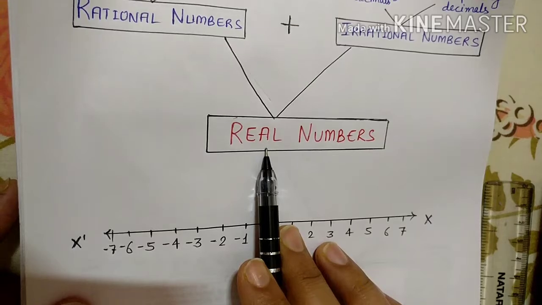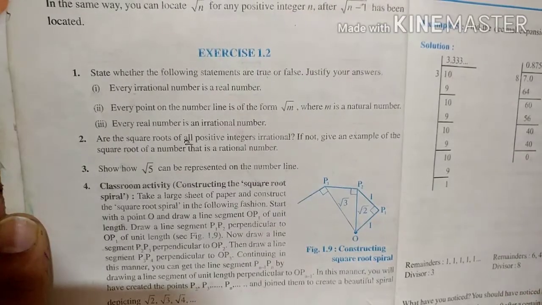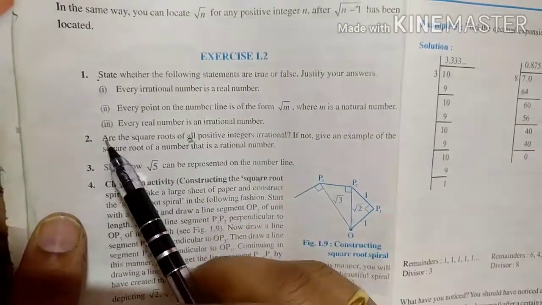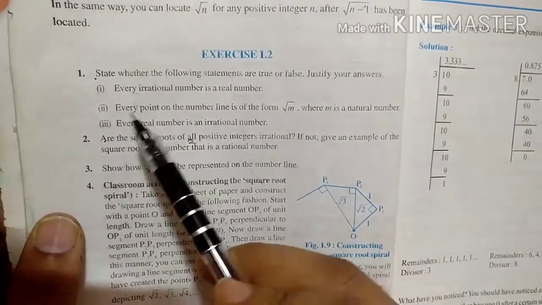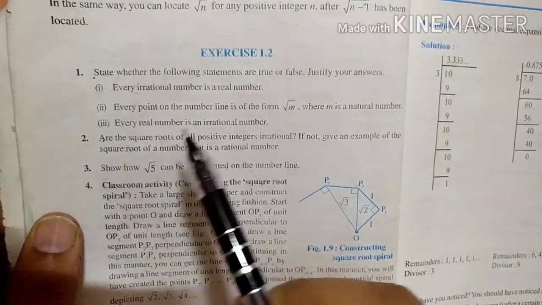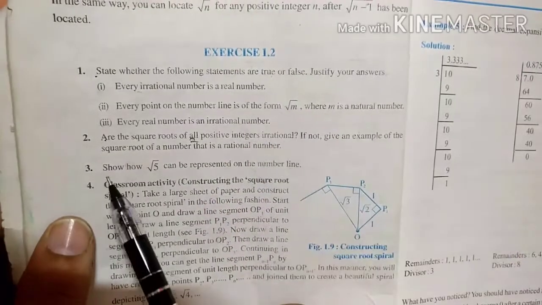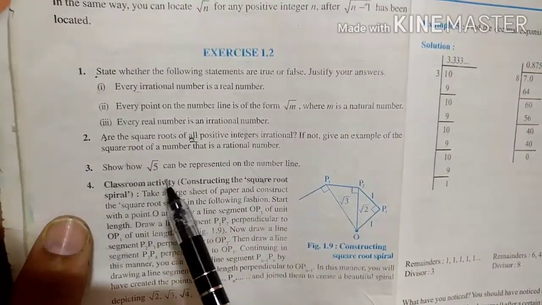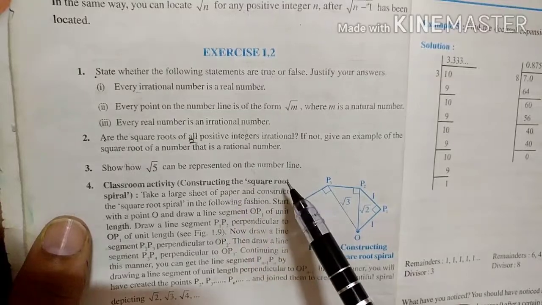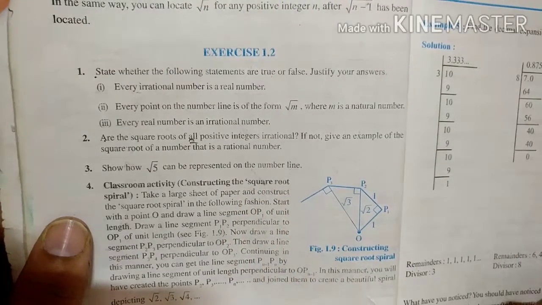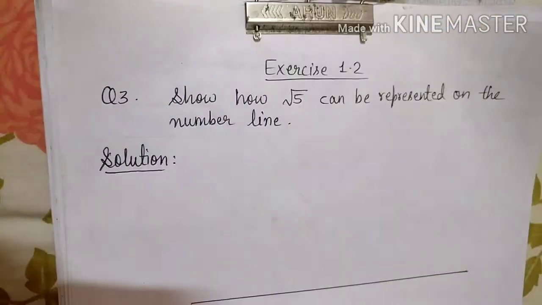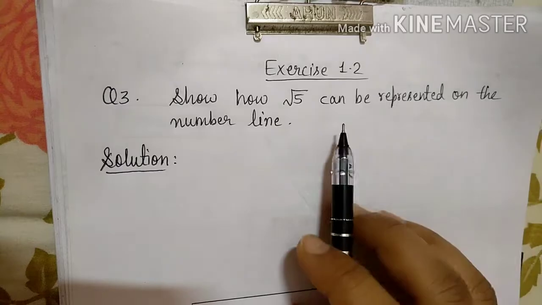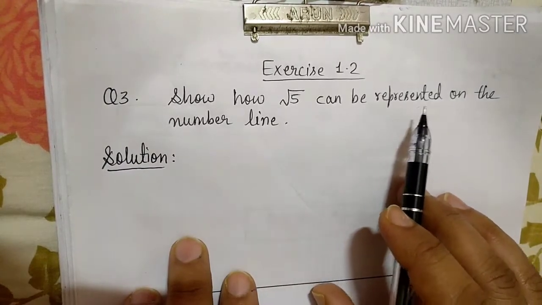Okay, so till now students, we have done question number 1 and 2, as I had given these questions in homework last time, and I have explained all the concepts regarding question number 1 and 2 in the previous video. Now question number 3 is there. Show how root 5 can be represented on the number line. Just now I have explained how to represent irrational numbers on the number line. Let's solve this question. Just see here. Our question is there, exercise 1.2. Show how root 5 can be represented on the number line.